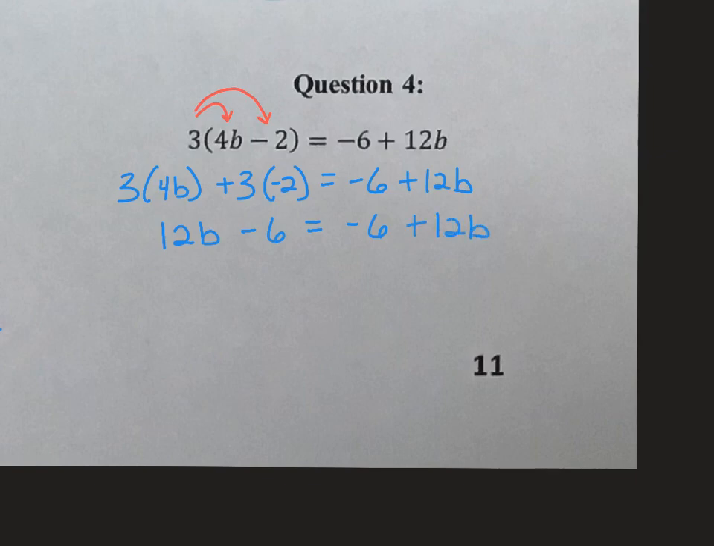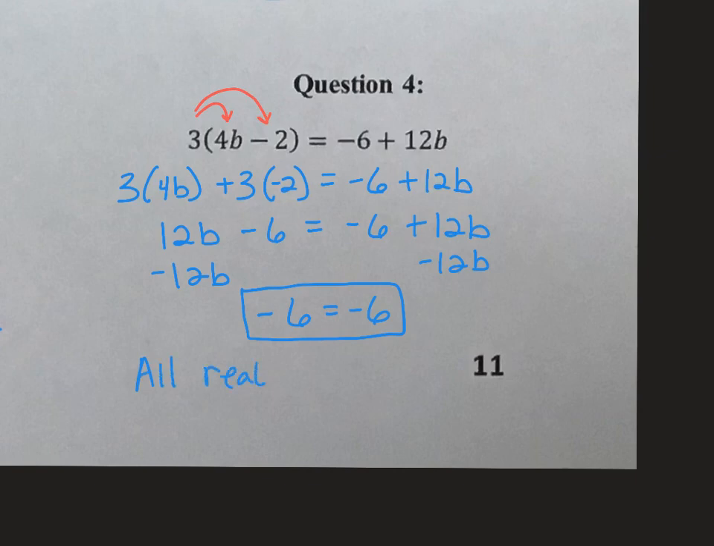Okay, now following my steps. Okay, this may look a little confusing, but just follow our steps and we'll be fine. I need to get my variables on one side by subtracting the smaller variable. I have 12b on both sides, so there's not a smaller one. They're both the same. Minus 12b, minus 12b. I'm left with negative 6 equals negative 6. Okay, this is something new. We haven't seen this. When I have negative 6 equals negative 6, look at our notes, our types of solutions. This answer means all real numbers.